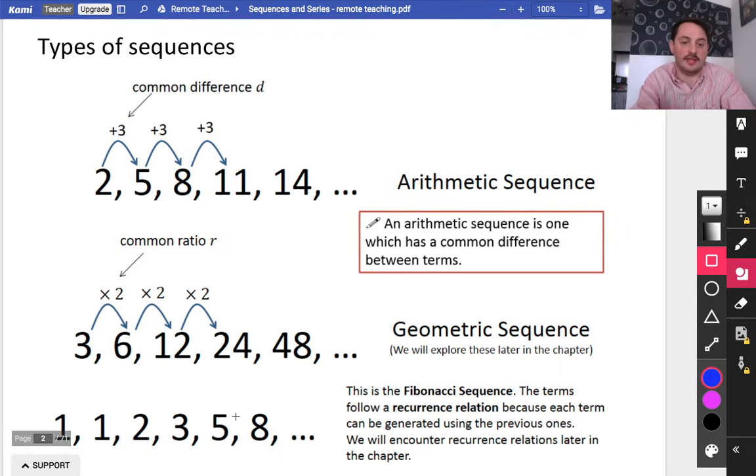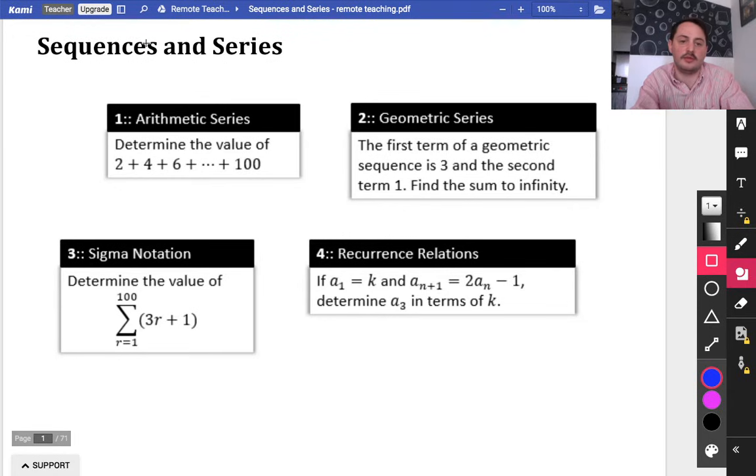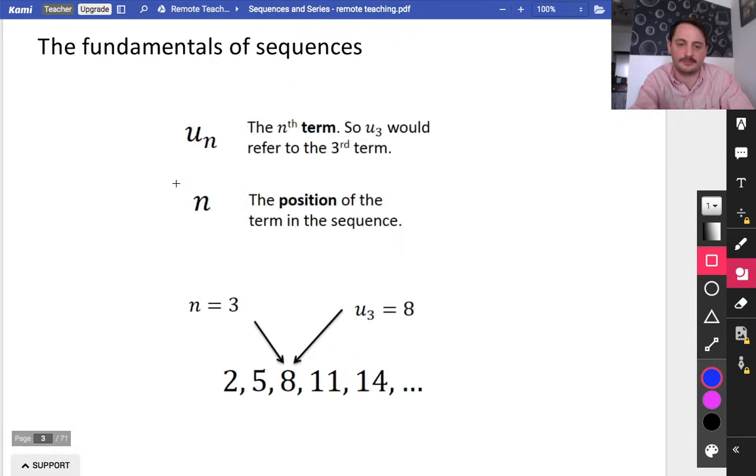But these are not series. You'll notice that this is called sequences and series as a topic, and in a second you'll see that a series is the same thing as a sequence, but it's just got plus symbols in between. Bit of a spoiler. Okay, so some fundamental things about sequences. This u that we have here, if we say un, this is actually saying what is the nth term of a particular sequence. So if I said u3, it would refer to the third term in that particular sequence. And n refers to the position of the term in the sequence.